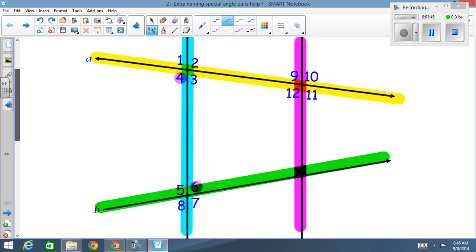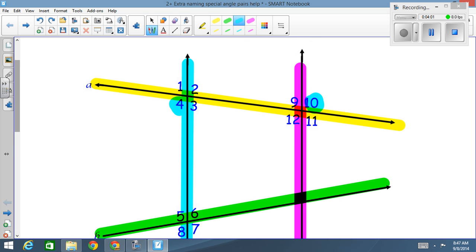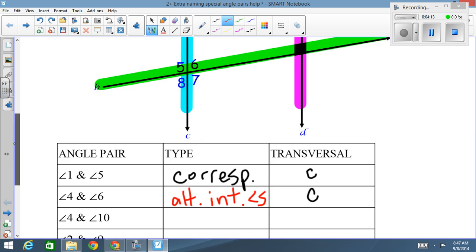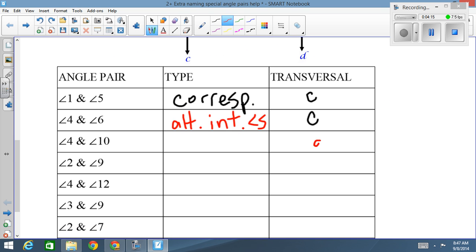Okay, how about 4 and 10? Let's look at 4 and 10. Looks like now we're going to be dealing with a different transversal, which is good because we've got to be able to look at this in a few different ways. So here's angle 4, here's angle 10. All right. Now, the transversal that both of these fall on is the yellow line, line A. So I'm going to go down here. The transversal is line A. I should be writing the word line in front of these, sorry.